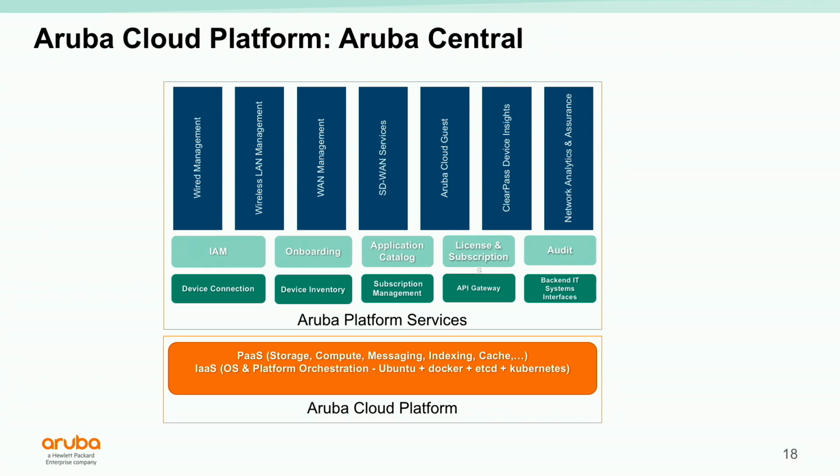So Aruba Central is what we have built as a cloud platform. It has an IaaS layer, so it's got the OS and container services. On top of that, we have a PaaS layer in terms of messaging, database, load balancing, all those services. And then on top of that, you have the platform services in terms of IAM, identity access management, API gateway, all those things that all the other microservices require. So we built this whole PaaS layer. And the goal for building it is that Aruba Central is right now running on all the cloud service platforms.